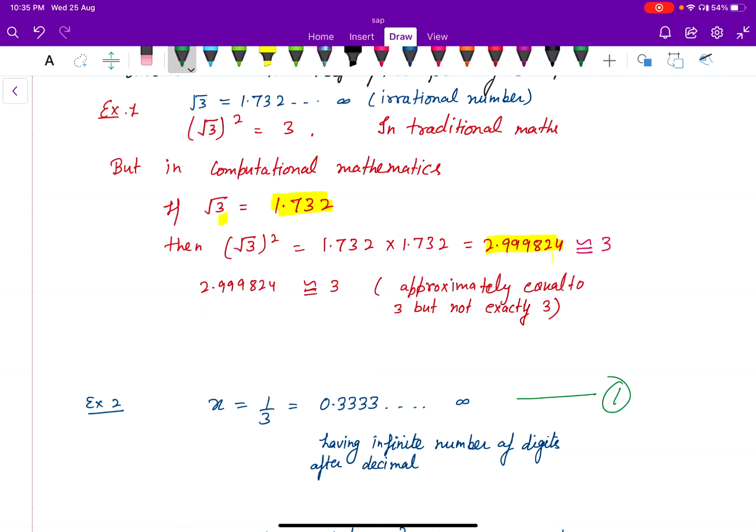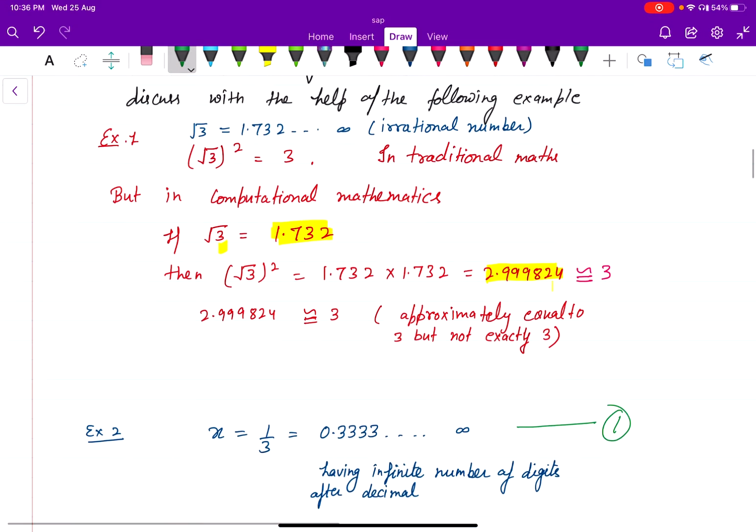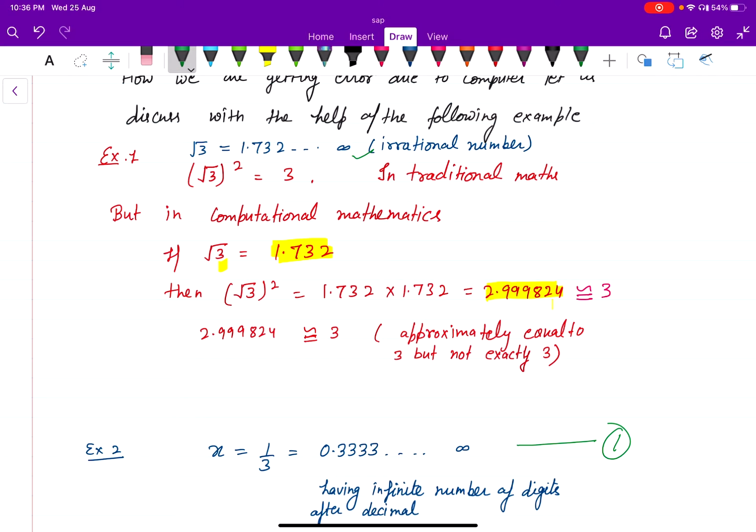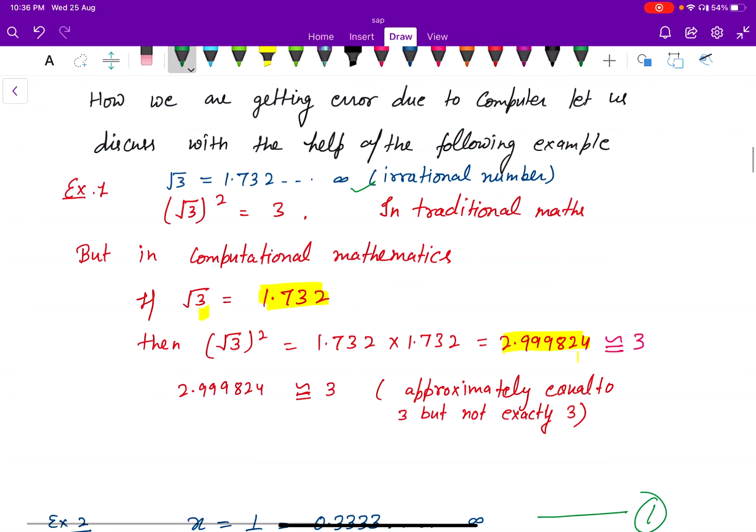The value of root 3 is 1.732 and so on. It is an infinite series, or we can say it is an irrational number, so it goes up to infinity. Suppose we are computing root 3 squared, so it is 3. In traditional mathematics we say root 3 squared is root 3 multiplied by root 3, and it comes out to be 3.